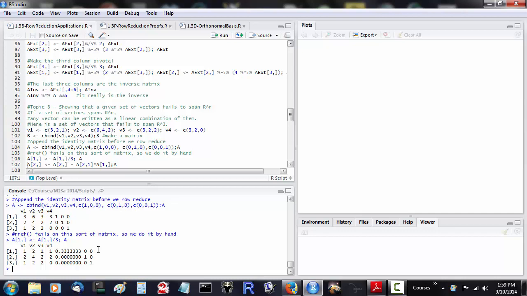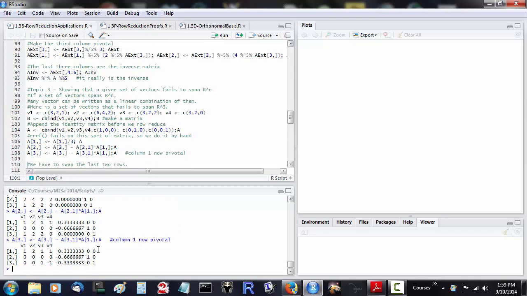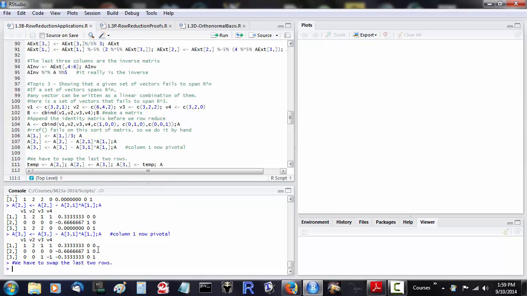I'm not going to waste your time reading the individual steps. If you're still feeling shaky about row reduction, you might want to read this script on your own, but all I do is I make the first column pivotal. I look at the second column and see it's doomed to be non-pivotal. We already figured out that that was going to happen because the second vector was twice the first vector. But now something interesting happens.